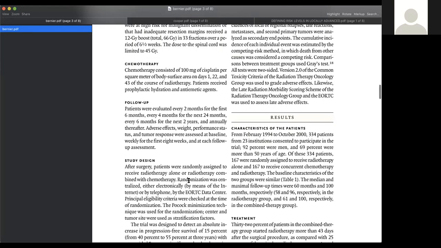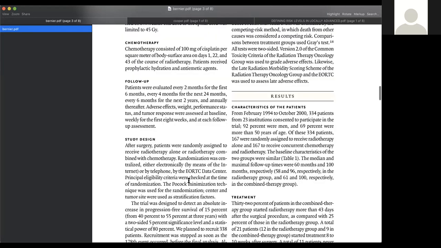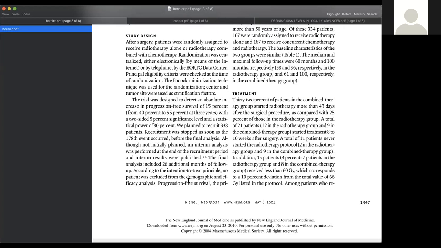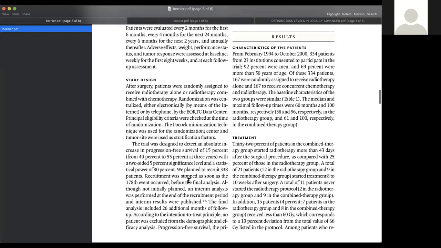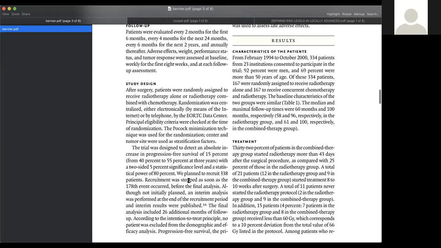And if you look at any trial, usually the trials are designed to detect an absolute increase in their outcomes by 15%. And the statistical power is usually at 80%. Some of these trials have an interim analysis done during the recruitment period, I mean, at the end of the recruitment period, and the results are being published. But most trials will publish the final results after the full follow-up data is available for the trial investigators.